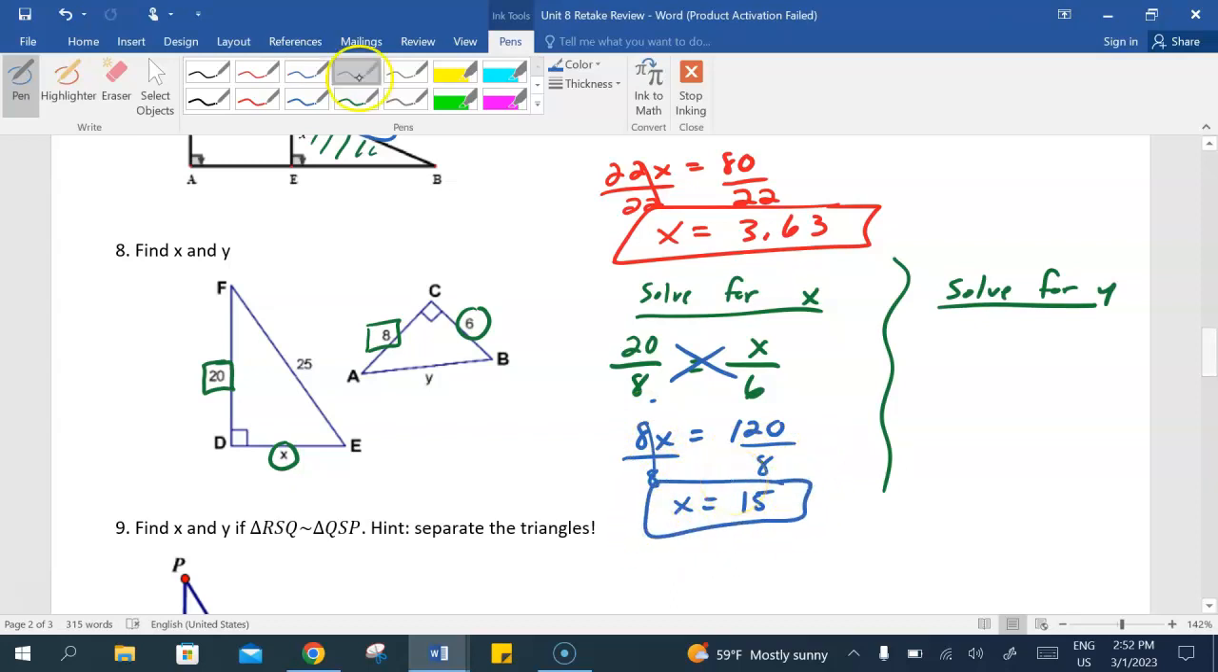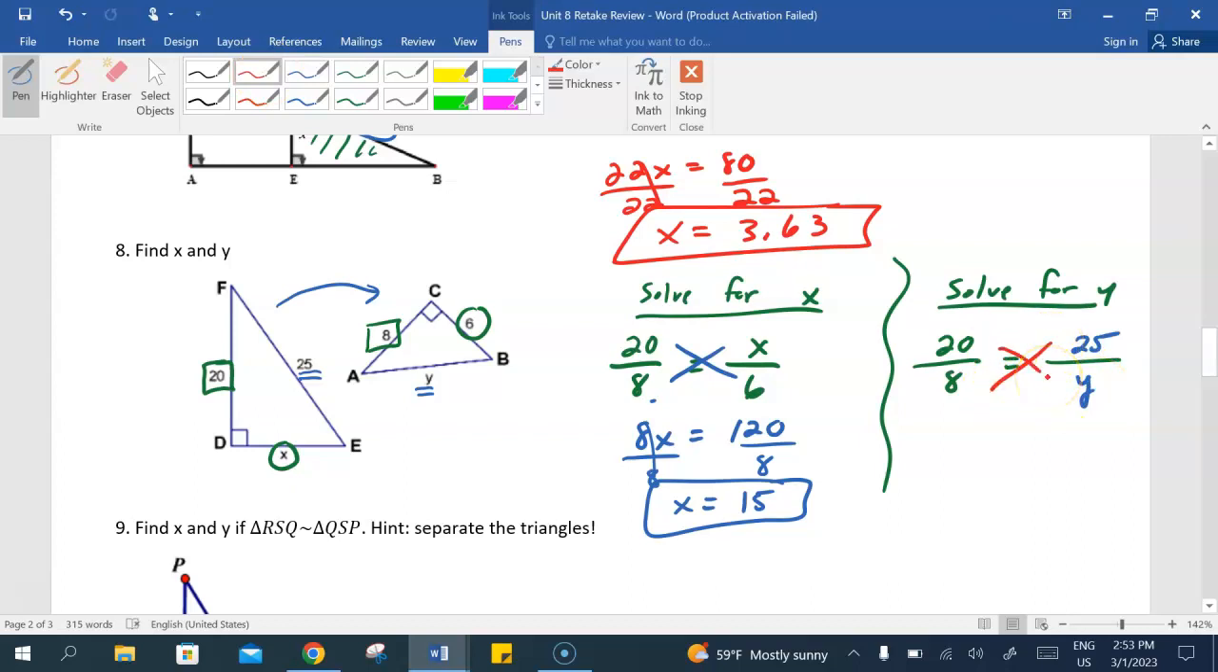Same thing for y. You can use the same fraction. So 20 over 8 were the only 2 known ones in each triangle, so I can use that again. The only difference is that I don't want to use x anymore because I'm not solving for x. I already did that. I want to use y. And y matches up with 25. But be careful. If I started with the figure on the left, I need to start with the 25 on top, y on the bottom. If you don't do that, you're going to get the wrong answer.